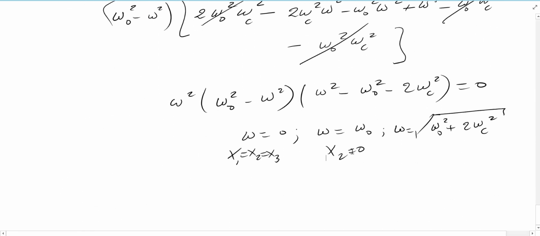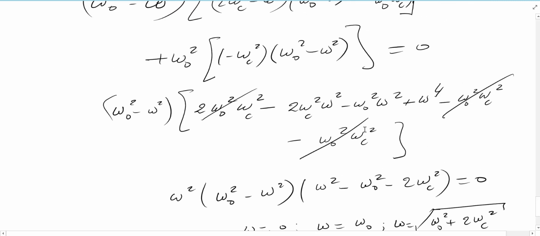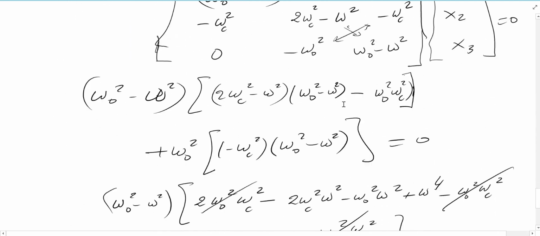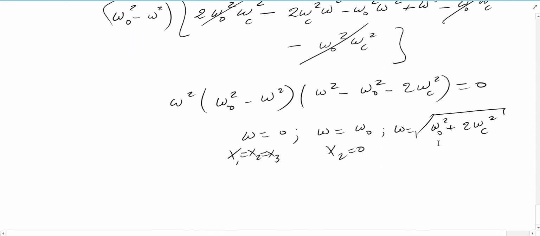So this is the case where the carbon is sitting still and the other two atoms are oscillating, and they're oscillating with omega naught, because in this case the carbon does not enter into the equation whatsoever. That is not the mode that they are asking us for. They are asking us for this mode.